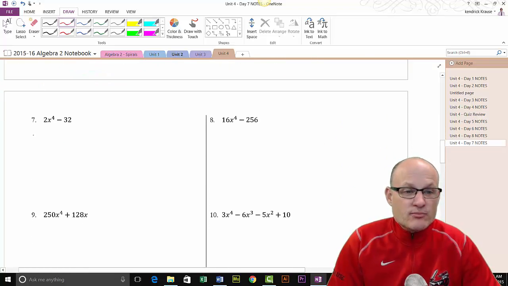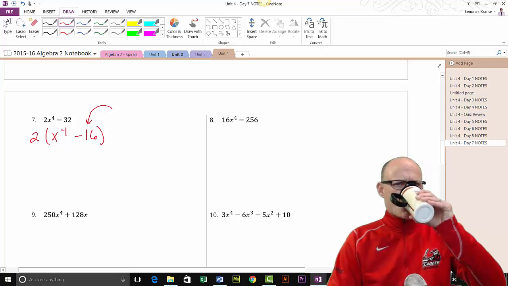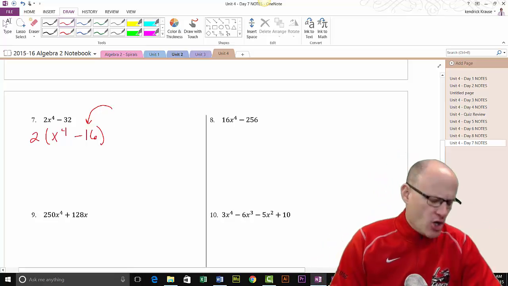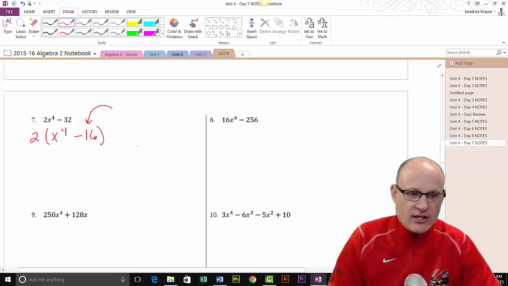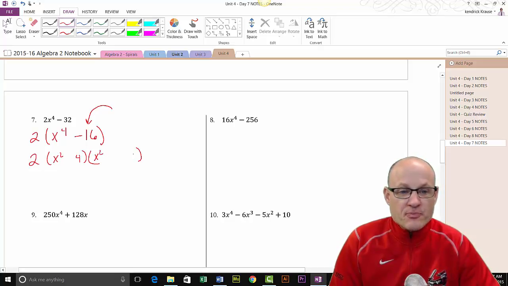Here I can take out a 2. You're going to see this one's got some crazy amounts of factoring. 2, x to the 4th minus 16. But this now is the difference of perfect squares. Notice I'm always looking for a GCF first. Always, always, always GCF. So now I'm going to factor this. It's x squared and x squared, 4 and 4, one's plus, one's minus.